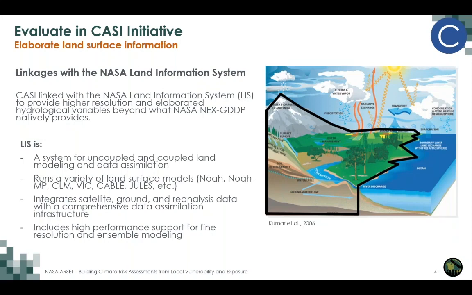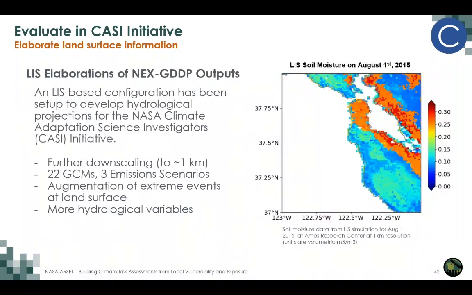So we have taken the LIS system and elaborated the NEX-GDDP outputs, which gets us further variables and allows us to downscale all the way down to about 1 kilometer resolution across all 22 GCMs and the 3 emission scenarios, the low, intermediate, and high. This gives us more information so we can augment our analyses of extreme events, especially at the land surface, and gives us access to more information around the hydrological cycle and water budgets and balances at the centers.